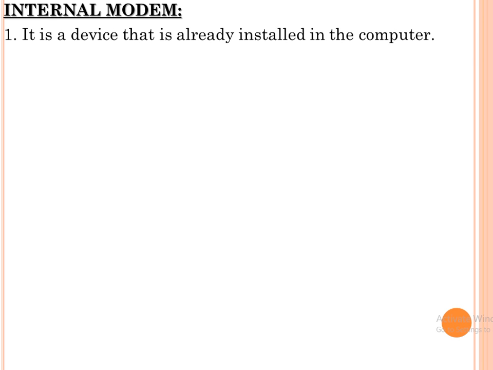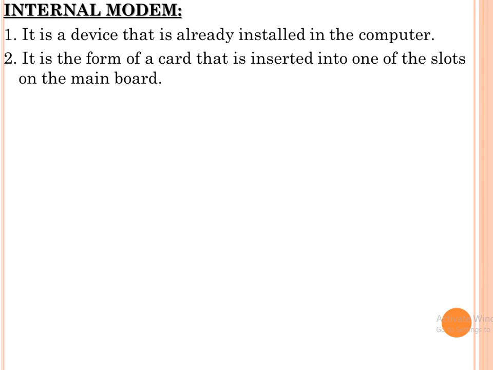Children, come to the first one, internal modem. It is a device that is already installed in the computer. This internal modem is connected and inserted behind the CPU cabinet. It is used to connect through the wire for internet purposes. It is in the form of a card that is inserted into one of the slots on the main board.